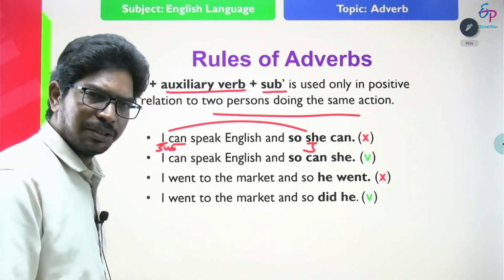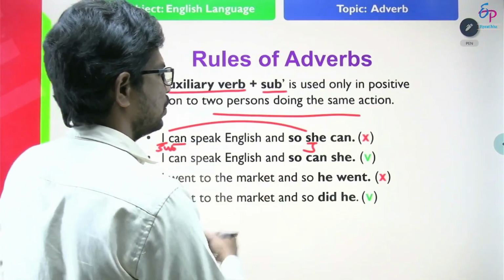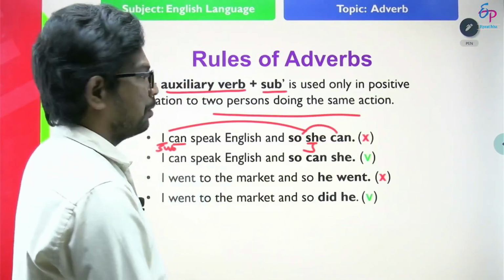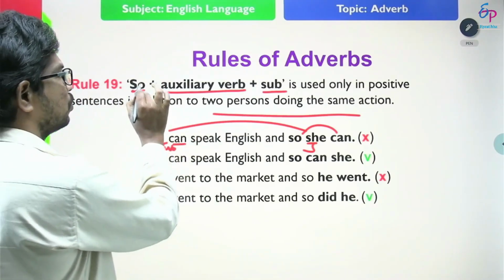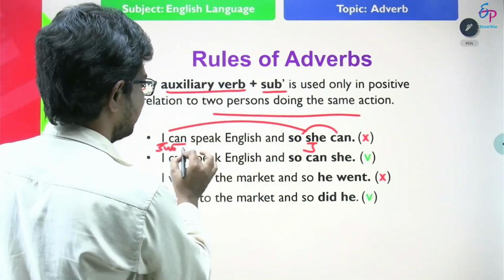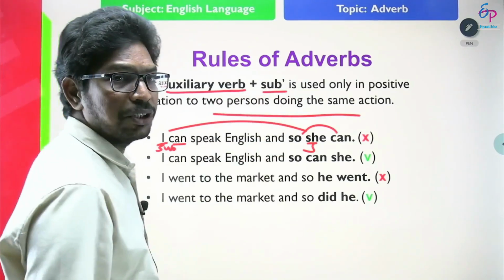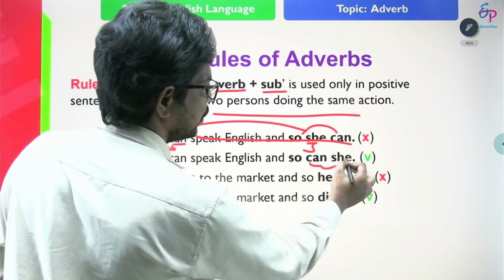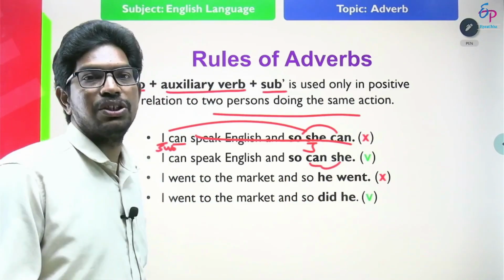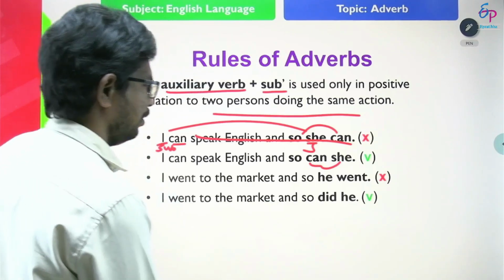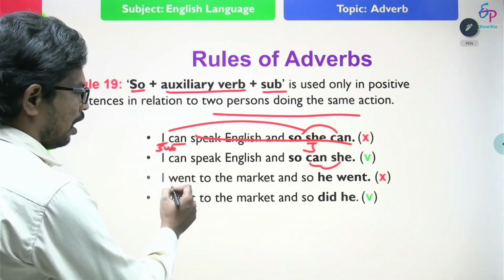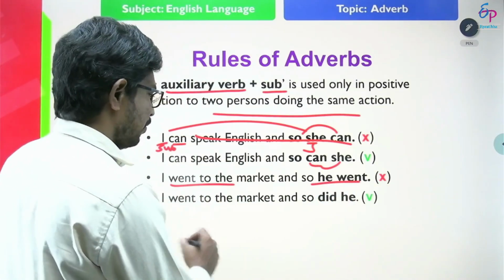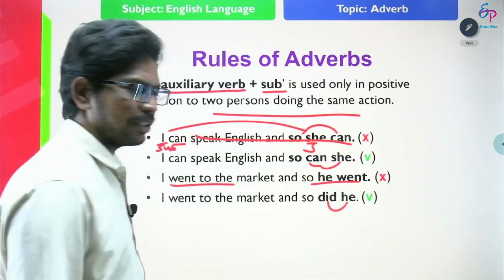I can speak English is a positive statement, and so she can is wrong. Can should be placed after so, because according to this structure, after so comes the auxiliary verb, which here is can. After that the subject should be used. Correct one: I can speak English and so can she. Look at another example and find out the error. I went to the market, so he went. It is wrong. I went to the market, so did he is correct.